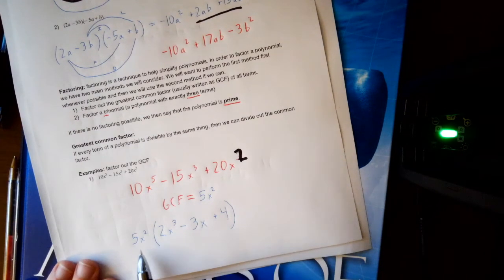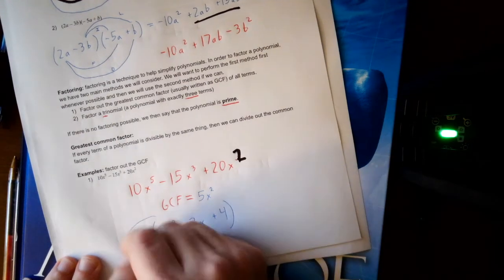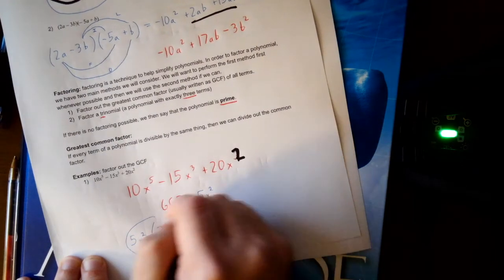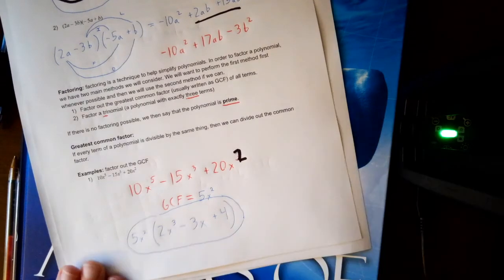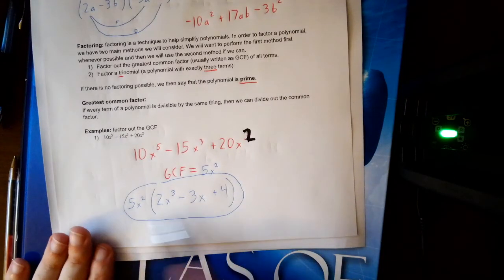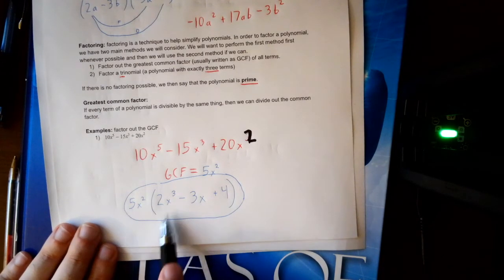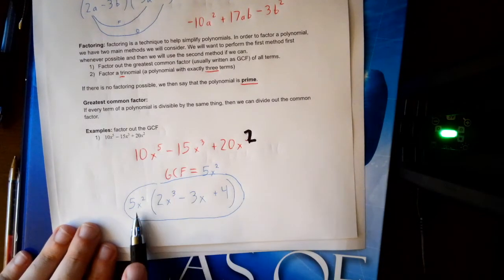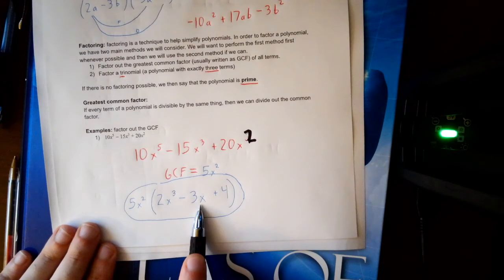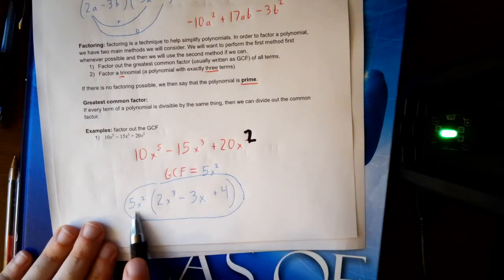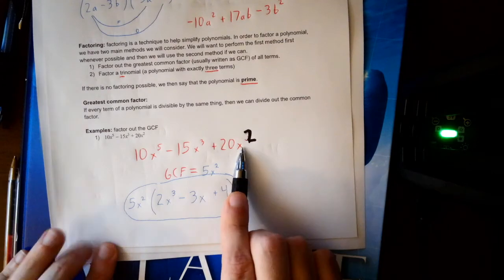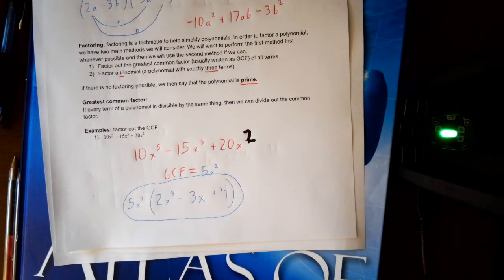So, my factored answer is this. This is the problem factored. We're going in reverse of what we just did. Notice, I could distribute and check. 5x squared and 2x cubed, and I distribute, 10x to the 5th. 5x squared and negative 3x, 15x cubed. 5x squared and 4, 20x squared. You can always double check your factoring by re-multiplying. So this is my factored form. I have factored out the GCF.